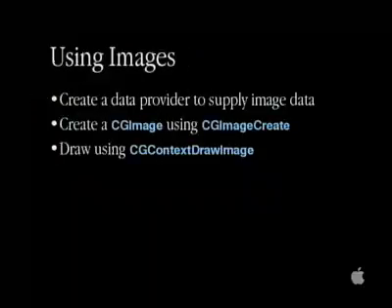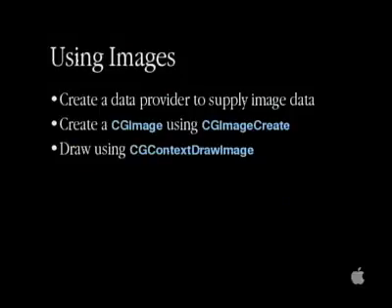So if you wanted to use images, it's actually really easy. You first create a data provider to supply image data. So what's a data provider? A data provider is the way you give us information from your side of things inside to CG. It's sort of a general workhorse that we have that is based on a callback mechanism. So you can do a lot of things with the data provider to give us image data. Once you've created one of those, you can call CGImageCreate, which takes a lot of parameters to specify the format of the image data, and then CGContextDrawImage.